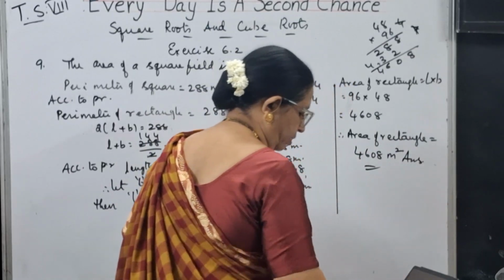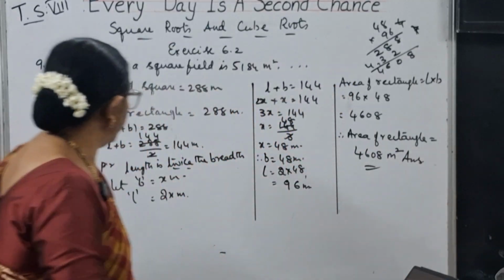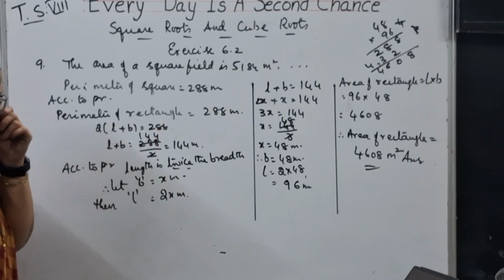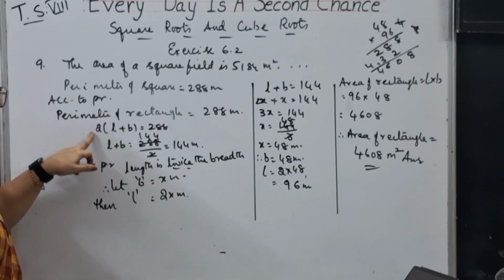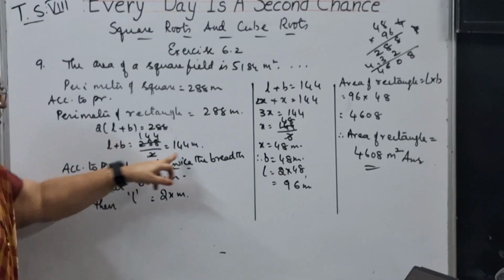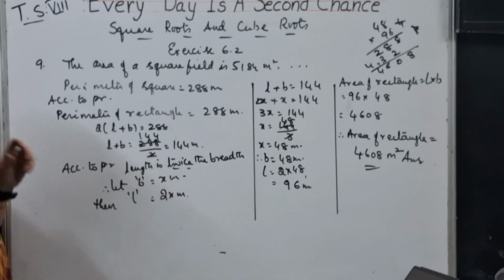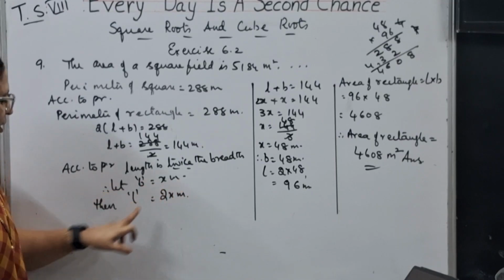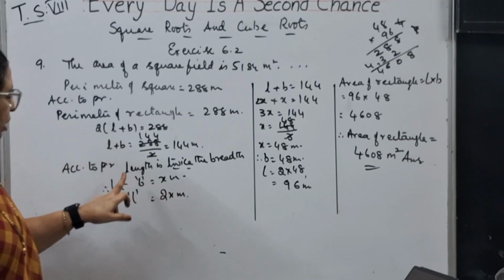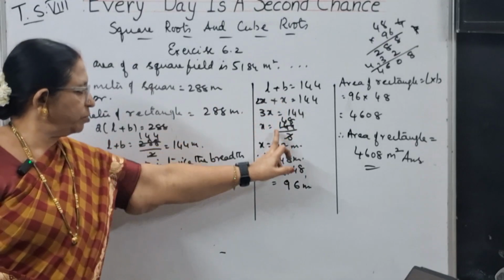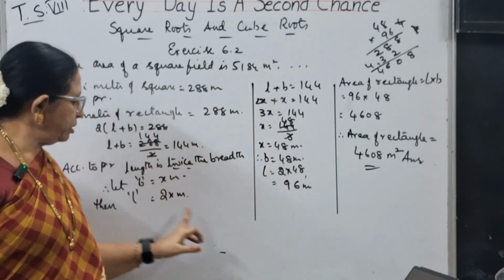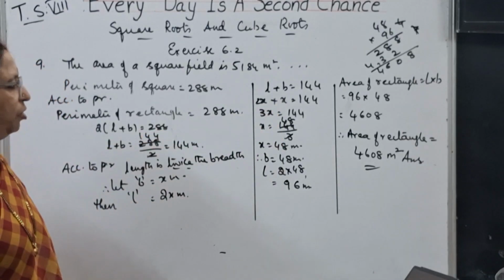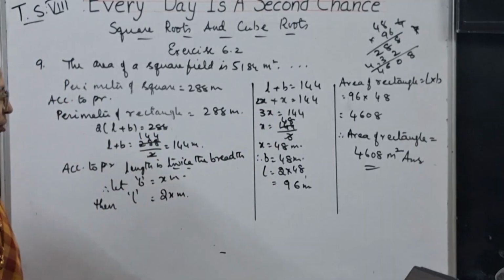This is the answer, children. This is the second part that I have done, children. I hope I am clear. 2 into L plus B is 288. This is the formula of perimeter of rectangle. So L plus B, send this 2 here. Now in the problem they said that length is twice the breadth. So breadth when you consider as x, length is 2x. So L plus B is 144. So I have substituted, I got x. x means breadth. Length I have found out, 2 into x, and area I have found out by multiplying. I hope I am clear, children.